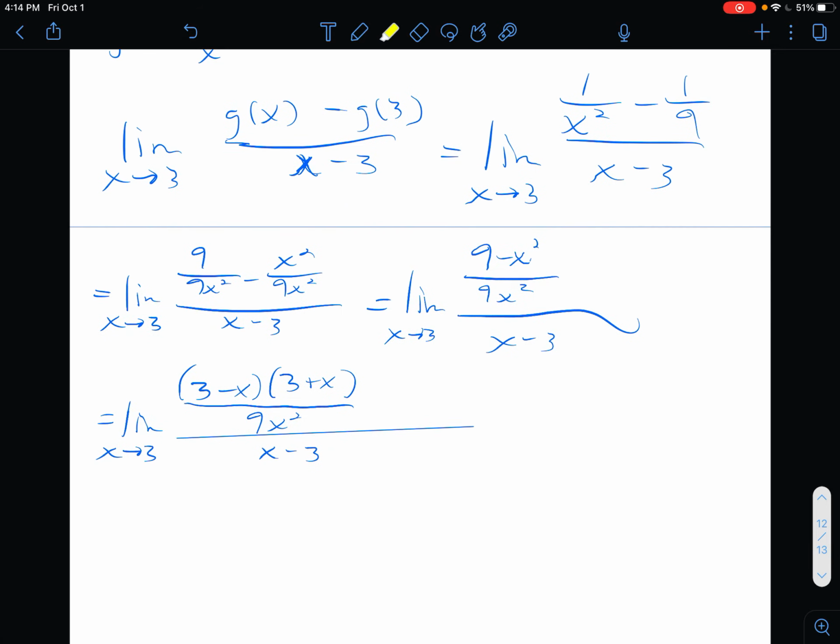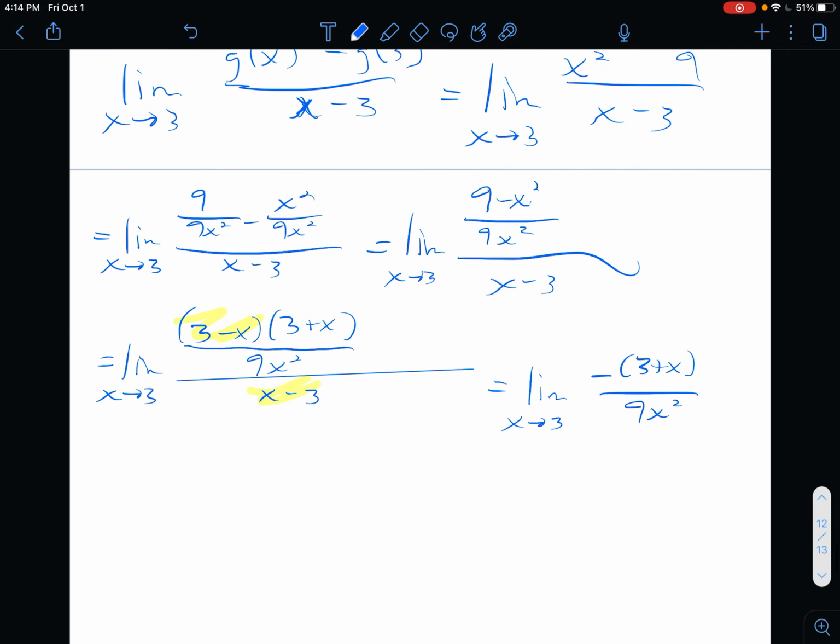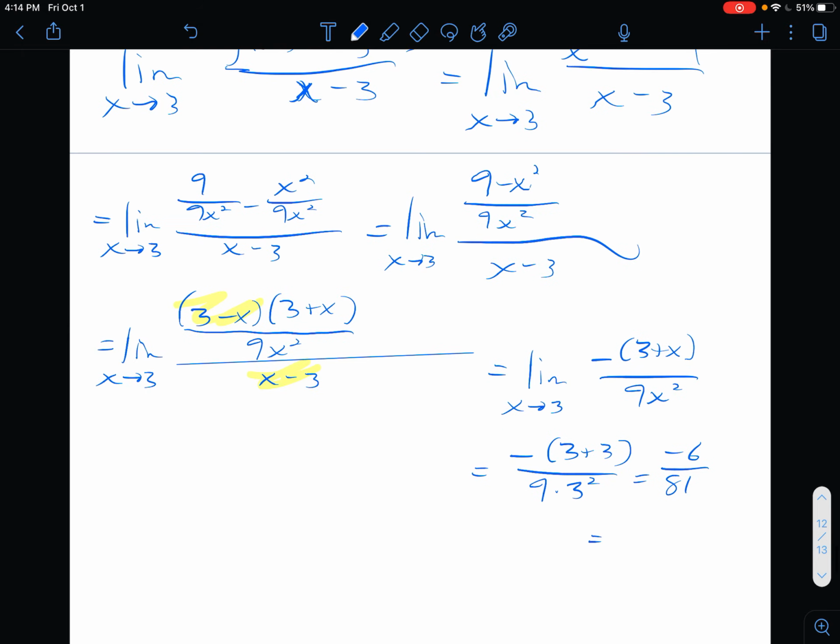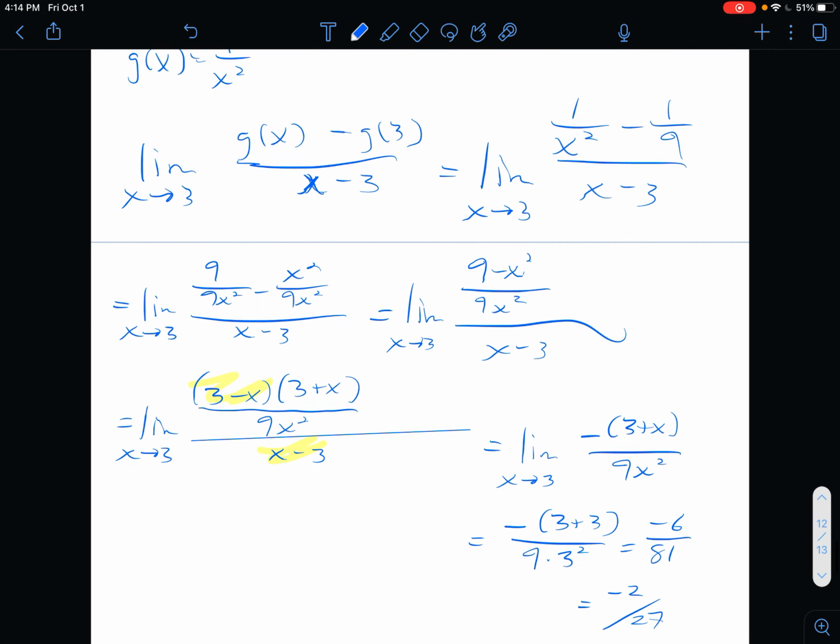These are opposites, so they cancel, but a negative emerges. So I basically have negative (3 plus x) over 9x squared after the cancellation. I love to plug in. If I plug in, I get negative (3 plus 3) over 9 times 3 squared. That's negative 6 over 81, which reduces to negative 2 over 27.